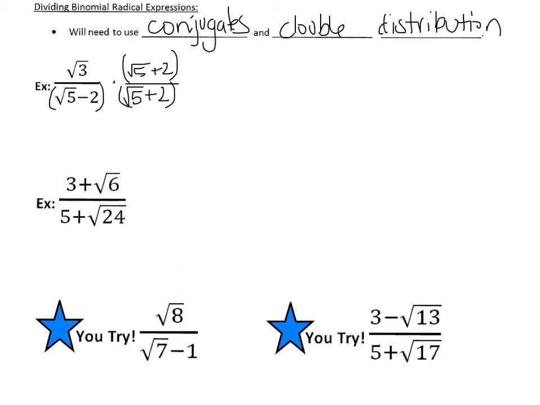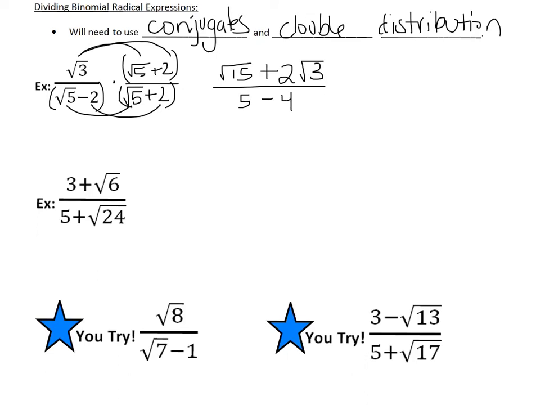Now in my numerator, I only have one term. So when I distribute the square root of 3 times the square root of 5, I'll get the square root of 15. And the square root of 3 times 2, I'll get plus 2 radical 3. In my denominator, since they are conjugates, I don't have to use FOIL. I get to cheat, and I can just say first times first and last times last. So when I do that, square root of 5 times square root of 5 is the square root of 25, or just 5. And negative 2 times 2 is negative 4.